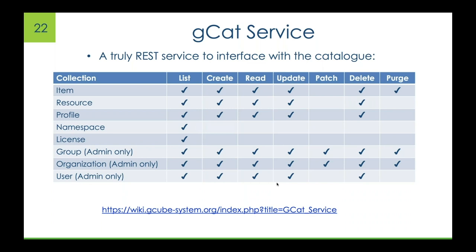All of that I presented in terms of the catalog can also be done by interacting directly with the service called the GCAT service. And you can perform almost all the operations, like creating an item, updating the item, deleting, or publishing the associated group and so on.